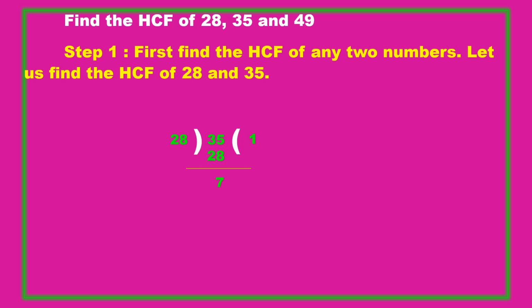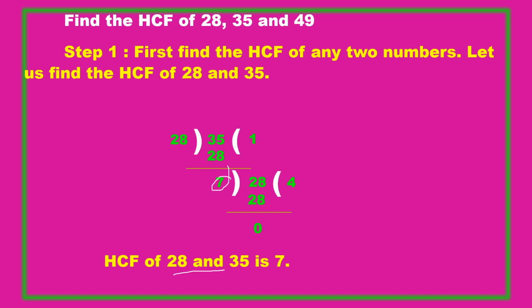Then what is the next step here? We should divide the previous divisor by this remainder. The previous divisor is 28. So you take 28 and divide it by this remainder 7. 7 4s are 28. Your remainder is 0. So we stopped here because we got remainder 0. Now the HCF of 28 and 35 is the divisor where you got remainder 0. So the HCF of 28 and 35 is 7.